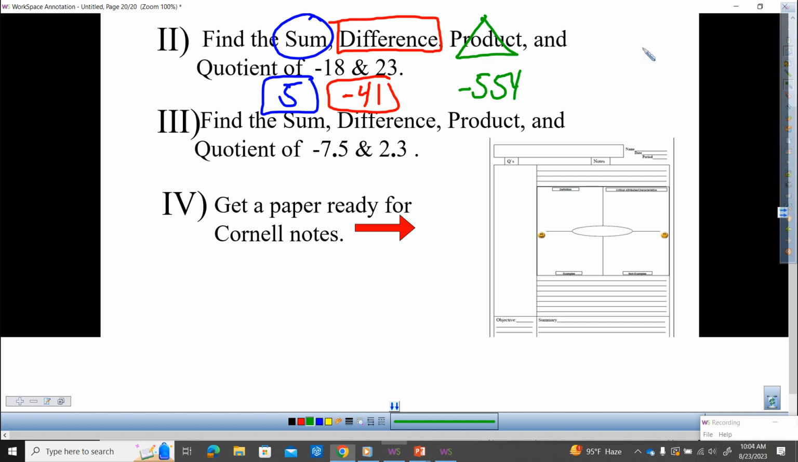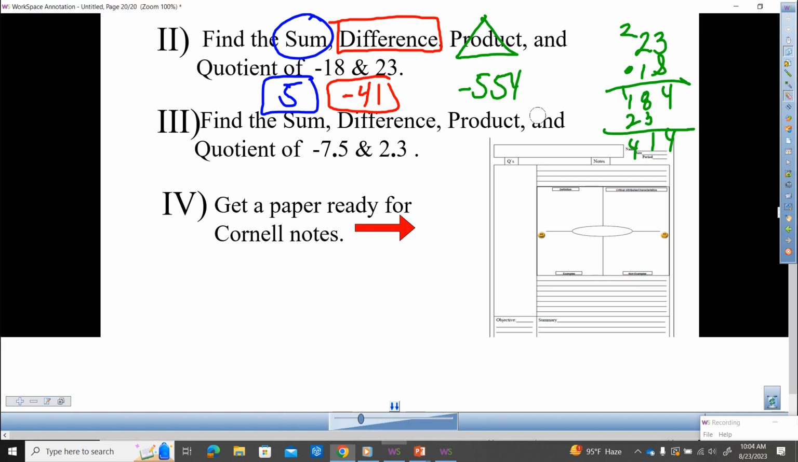Looks about right. Let me double check. 23 times 18. 8 times 3, that's 24. I got 2. 16 plus 2, that's 18. 23. This is 4. 11. 4. So this is 414, and it's a negative. Negative 414. Hands if you got that. All right, not bad. And last but not least, I'm going to use black for the quotient.